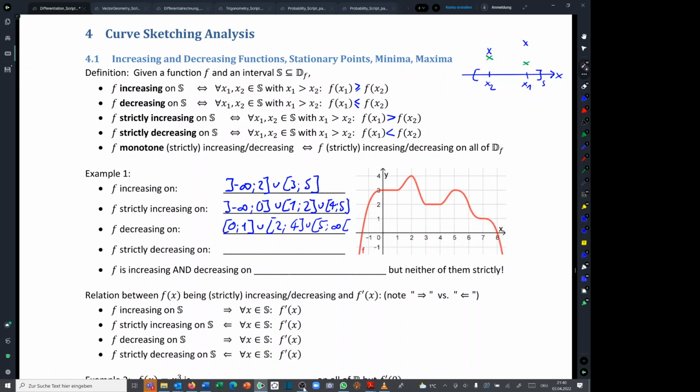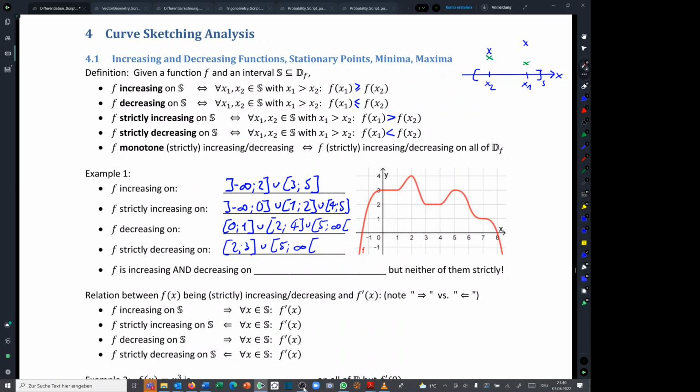Where is it strictly decreasing? Here comes the result. So it is strictly decreasing here, and then from here all over. One question is this point here. Here it is not meant to be horizontal for a longer time. This is more a saddle point, as we know it from x to the power of 3. We'll discuss that in a moment.